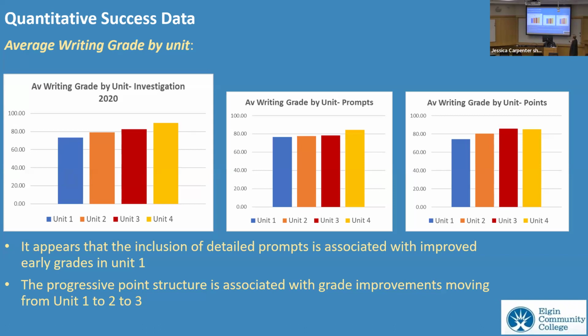And then you can see over here what happened with the points. Here you get this nice up, up, up. Now you can see for this particular cohort, they did not start off in the same place as others, but increase, and then we saw a little bit of dip in unit 4. I don't know why. Maybe they were happier with their grades. Didn't put as much effort into the last one.